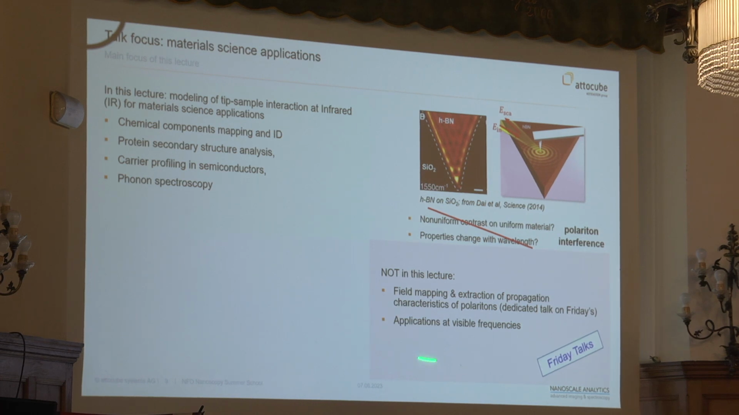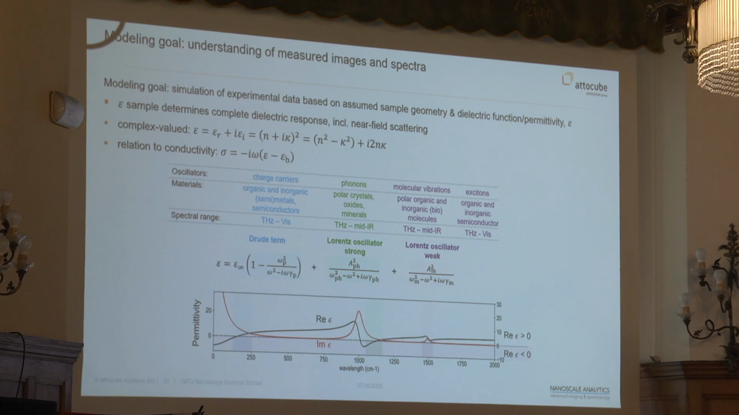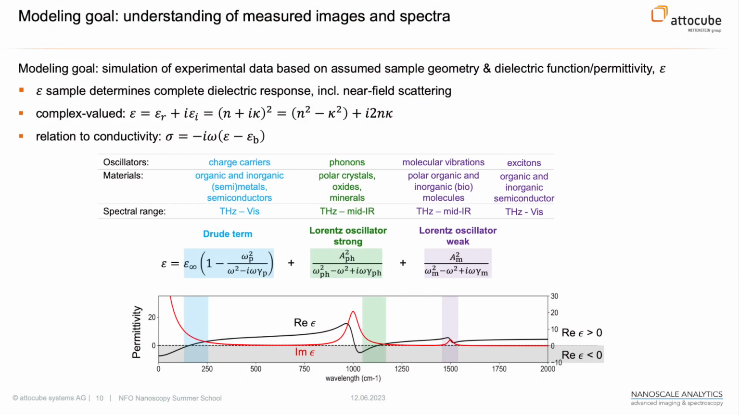I also will not talk about visible applications, so I will focus on the infrared range. I only have half an hour, and it's really not much time to discuss all the possible applications in all spectral ranges. Okay, so the purpose of this discussion will be maybe not necessarily an extraction of the permittivity, but just understanding or making sense out of your experiment and checking whether the experiment actually produces the right results.